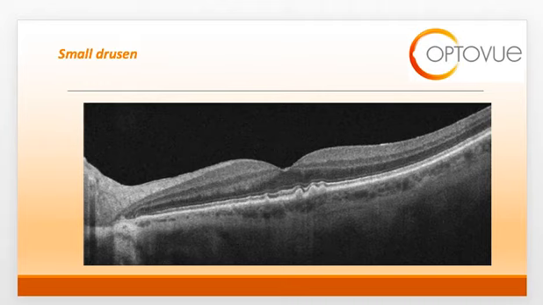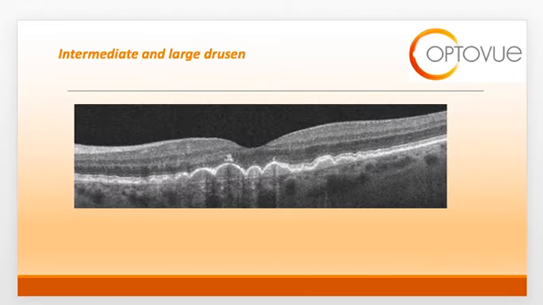OCT has taken on an instrumental role in the grading of AMD. We use the structural changes seen on OCT to categorize AMD into early, intermediate, and advanced stages. This slide shows what small drusen would look like on an OCT. Small drusen are described as 63 microns in diameter or less.